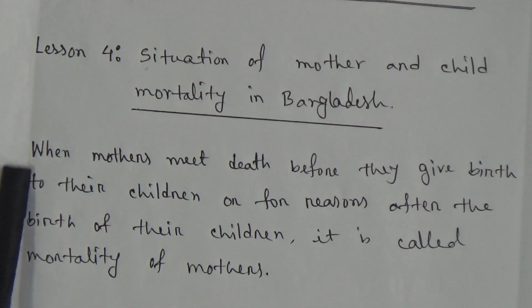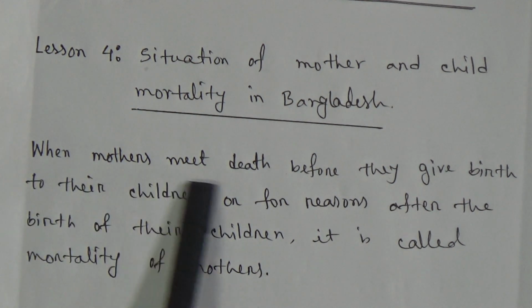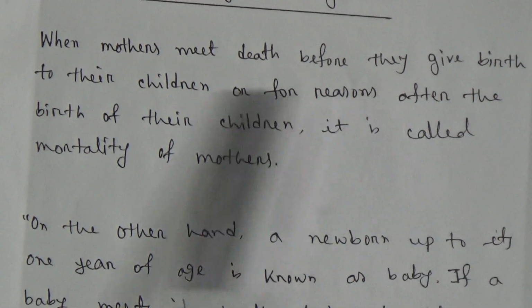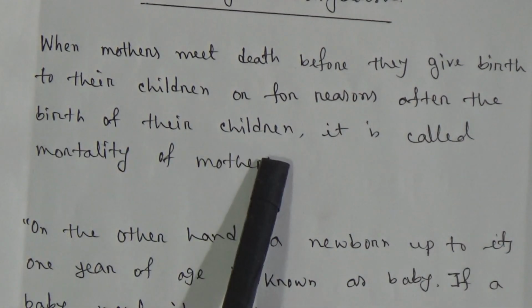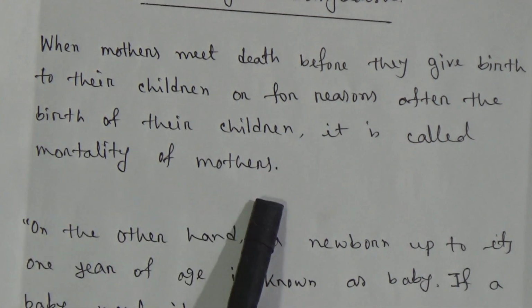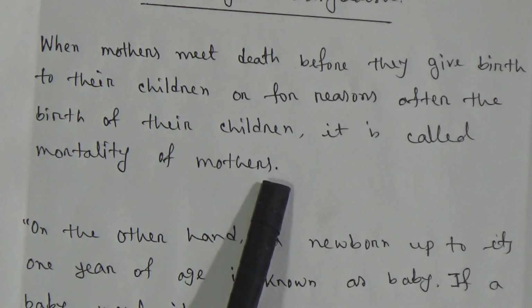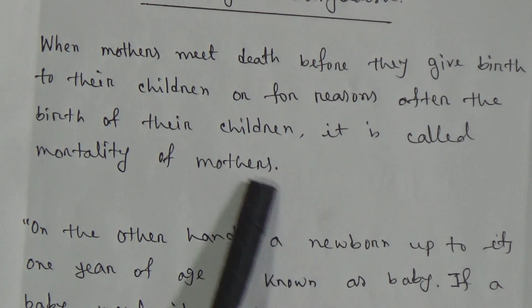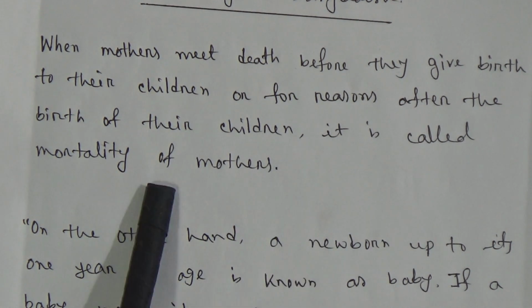At first, we would like to know the definition of mortality, that means maternal mortality and child mortality, and then we will go to the further discussion. When mothers meet death before they give birth to their children or for reasons after the birth of their children, it is called mortality of mothers. That means whenever the mother is giving birth to a child, if for any reason related to giving birth the mother dies, that is called mortality of mothers.